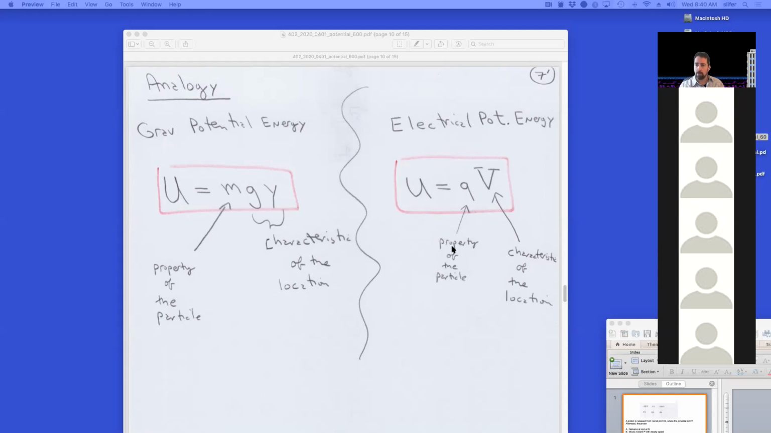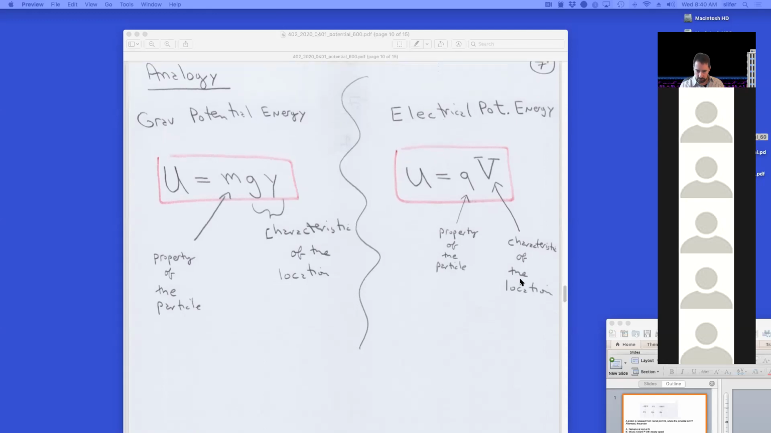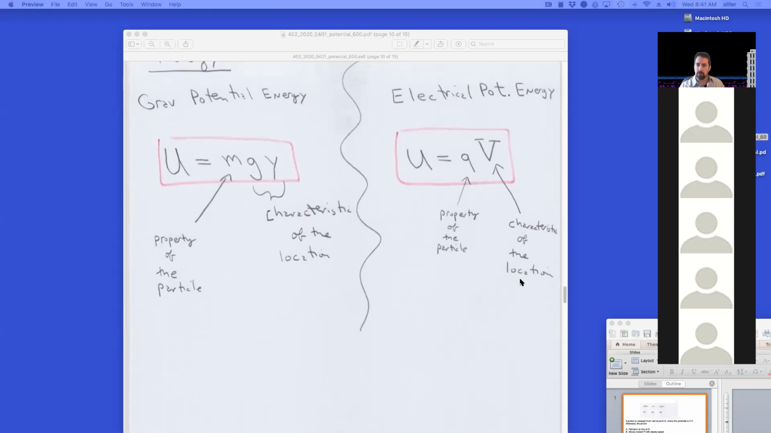The Q is a property of the particle. Unless you do something dramatic to change this particle, it's an intrinsic property, a characteristic that kind of characterizes its nature. It's a property of the object that you're talking about. And the potential, this big V, is a characteristic of the location. So I'm trying to build this up by steps with our familiarity with gravitational potential energy.